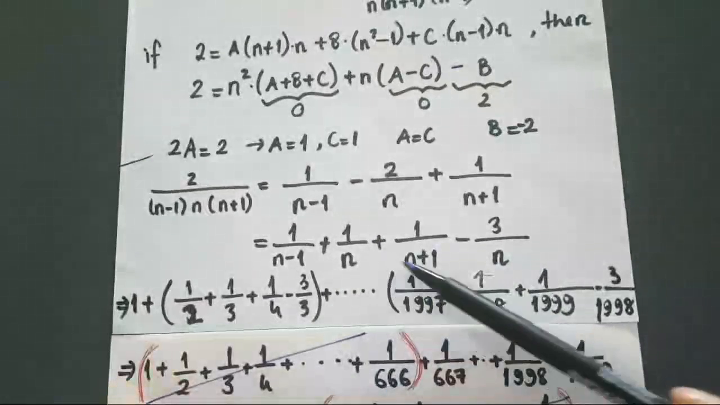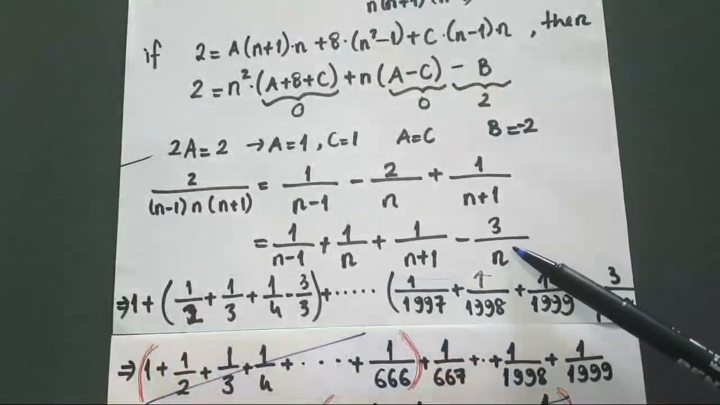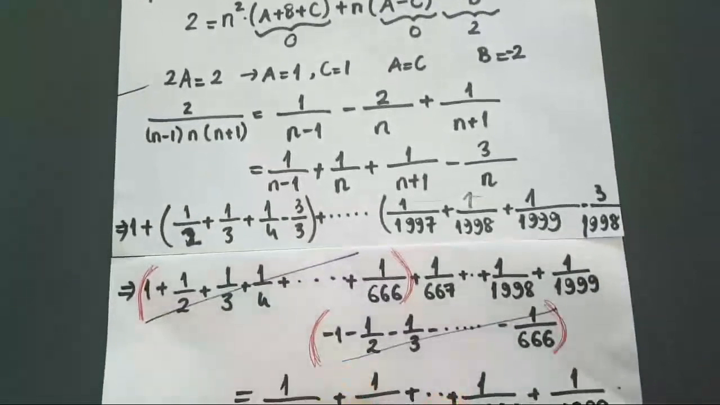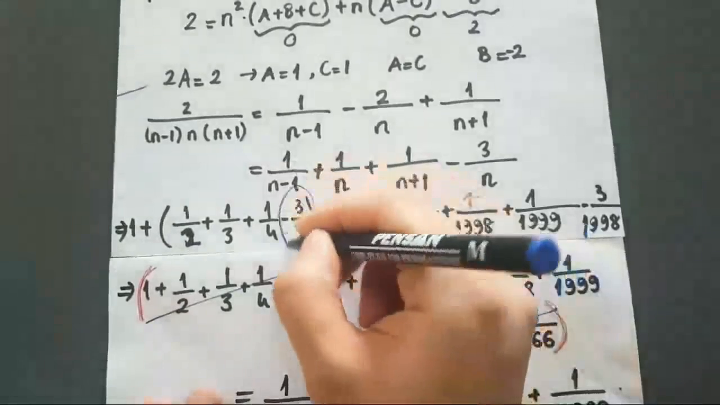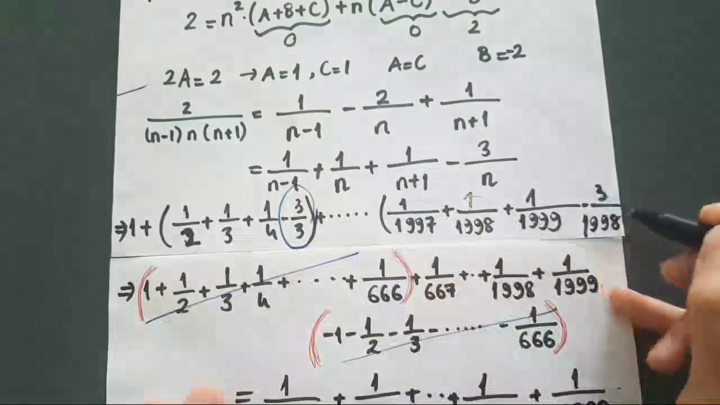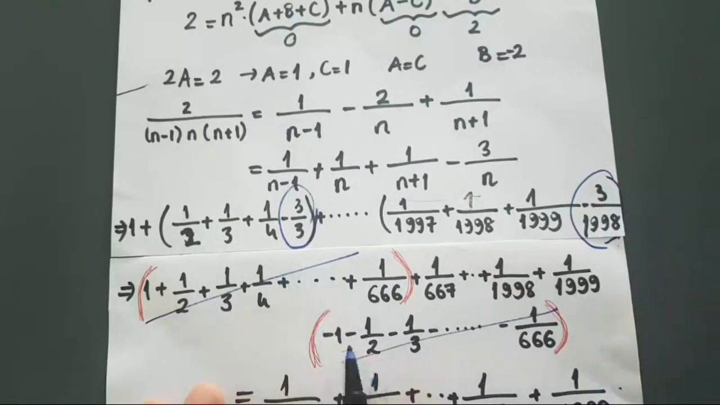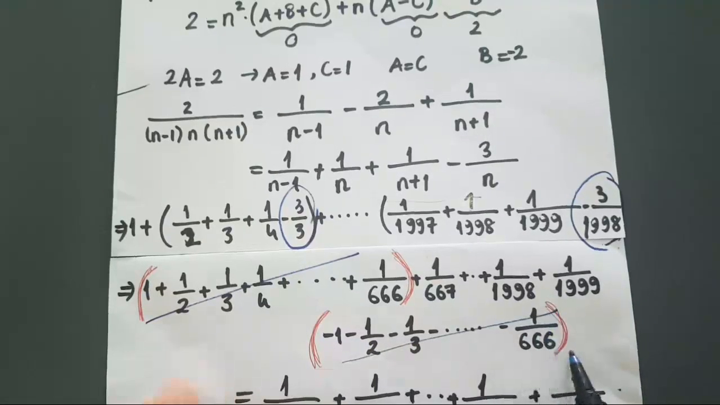When you apply this method to each term, you will get the sum of numbers from 1 to 1 over 1999. And if we take the fourth element from each group, we will have minus 1 over 2, minus 1 over 3, and so on, up to minus 1 over 666.